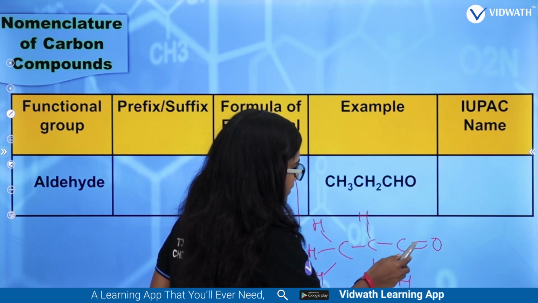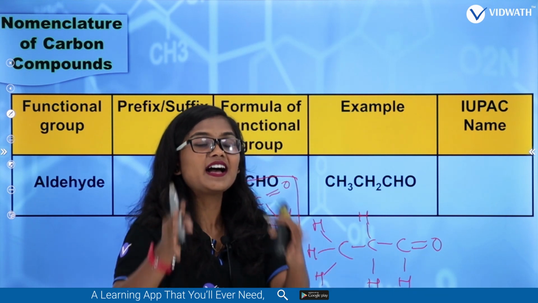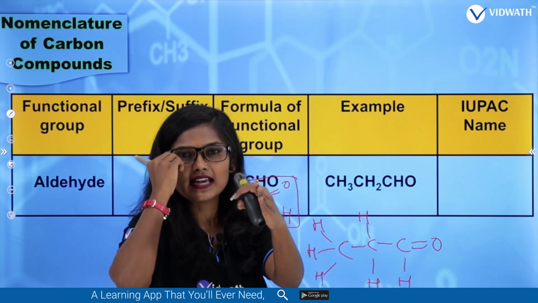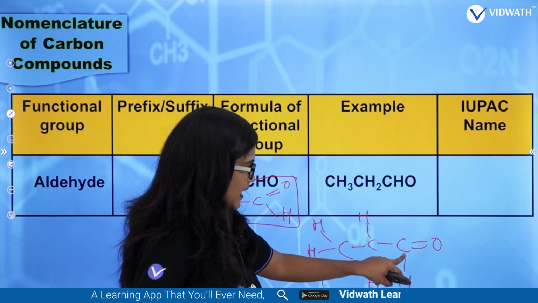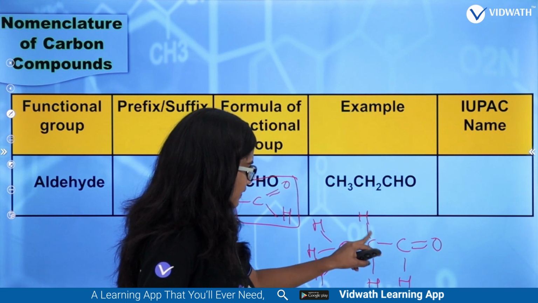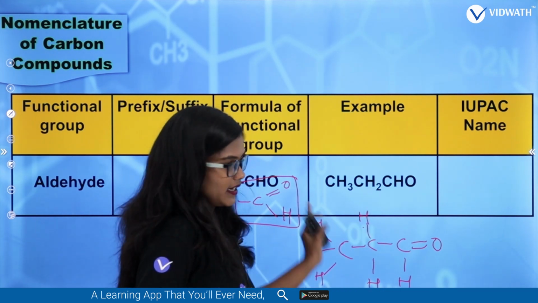So if you see here, all the carbon are satisfied. Make sure that every time you write the structural formula, the carbon is satisfied with 4 valences. Does it form 4 bonds or not? You can see here carbon 1, 2, 3, 4. This carbon 1, 2, 3, 4. This carbon 3 and 4. Okay. So all the carbon atoms are satisfied.